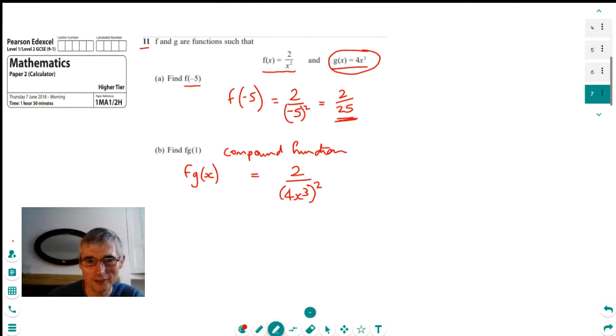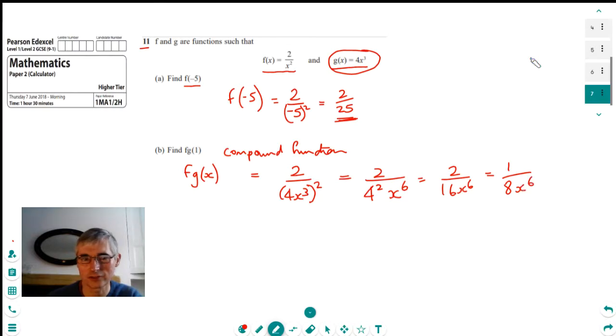And just to make it slightly tidier, we can deal with this squared outside the bracket. So what we get is 2 and then 4 squared x, and when we've got a power outside bracket and power inside, we actually multiply, so that becomes x to the 6, which if we tidy up a little bit more, becomes 2 over 16 x to the 6, which will become 1 over 8 x to the 6.